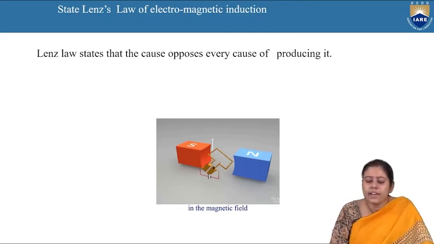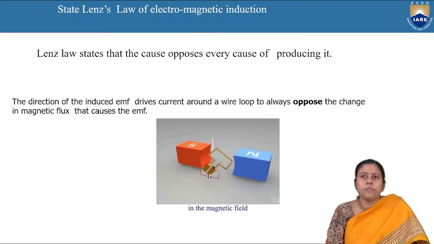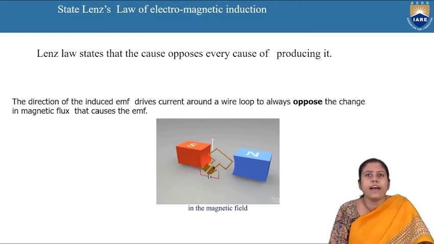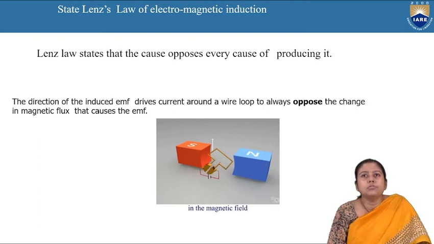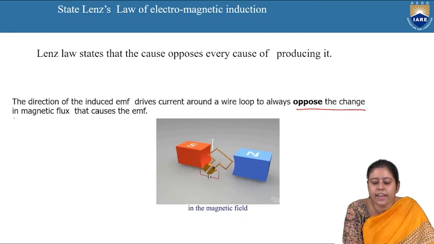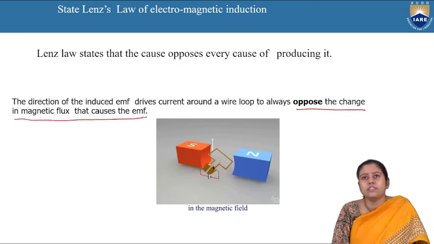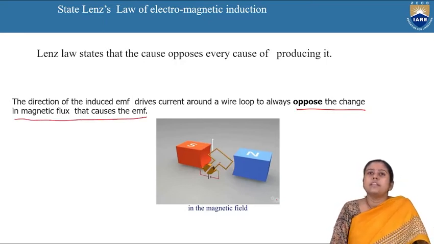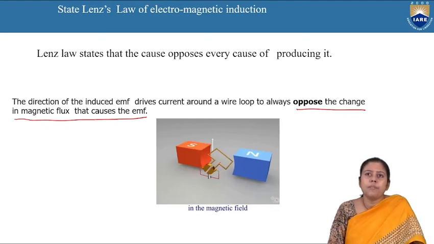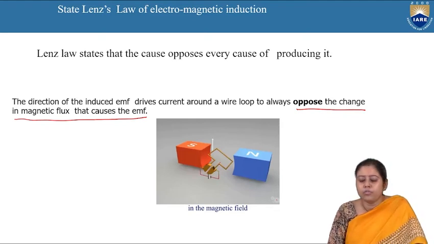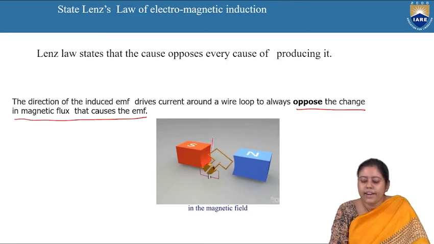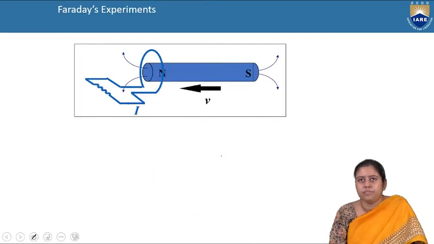In electromagnetic terms, we can say the direction of the induced EMF is such that it will oppose the change in magnetic flux that causes the EMF. So the direction of the induced EMF which drives the current around the loop, if this is the north pole and south pole, will be such that it will oppose its cause.